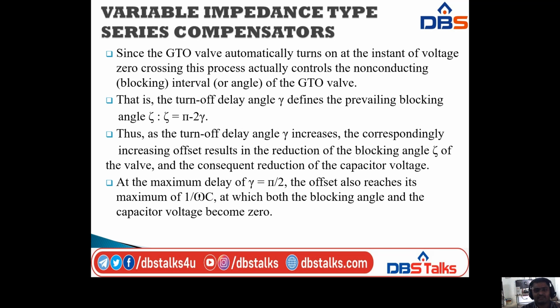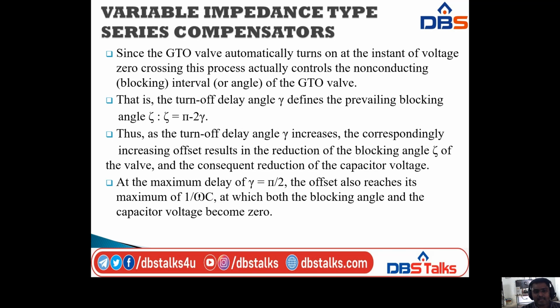Since the GTO valve, the switch, automatically turns on at the instant of voltage zero crossing, this process actually controls the non-conducting interval of the GTO valve. That is the blocking interval, and the turn-off delay angle gamma defines the prevailing blocking angle, that is zeta. So zeta is equal to pi minus 2 gamma.